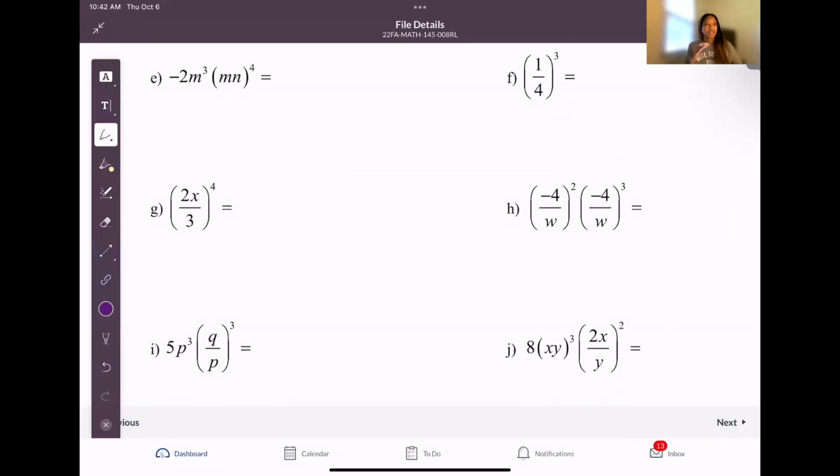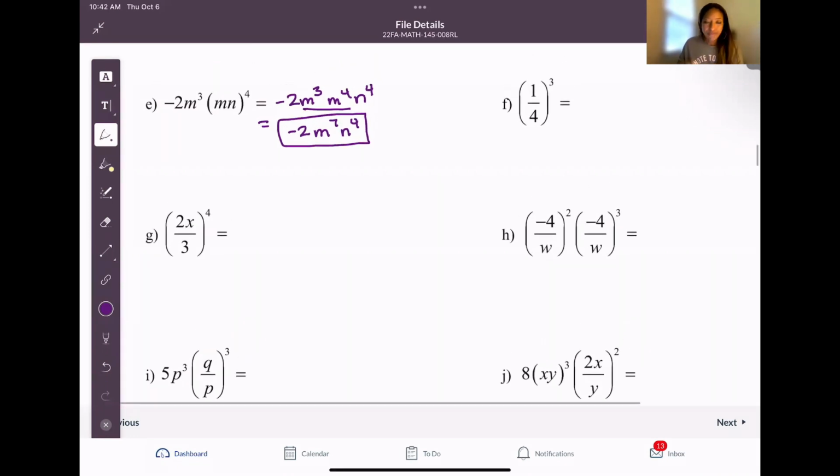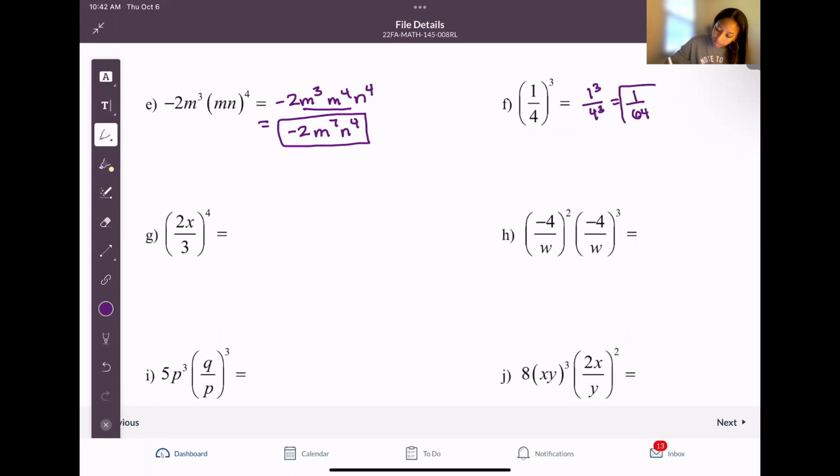So for E, it kind of works out the same as the last couple of problems. We'll have the -2m cubed, and then mn to the 4th is m to the 4th times n to the 4th. And we can combine the two m terms. So this becomes -2 m to the 7th n to the 4th. All right. Then for the last 5 problems, these all require us to use the quotient to a power property. I like letter F, we have numbers there. 1/4 cubed, this would be 1 cubed over 4 cubed, which is 1 over 64.